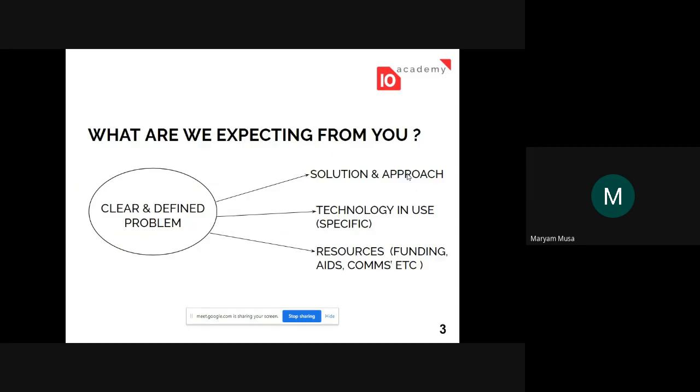So now back to the exercise itself. What are we expecting from you? We want a clear and defined problem. I understand that there are so many sectors to pick from: agriculture, education, economics, climate, but we want you to pick a very clear and defined problem. We want you to niche it down.